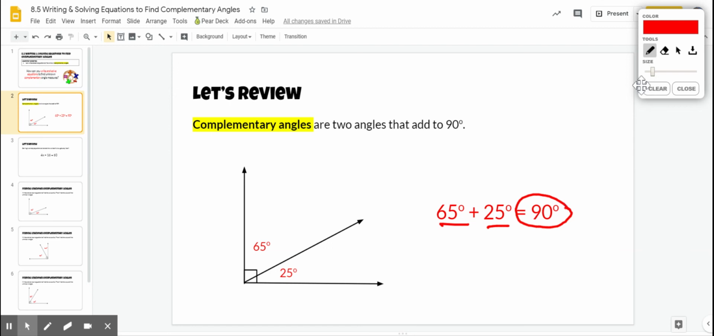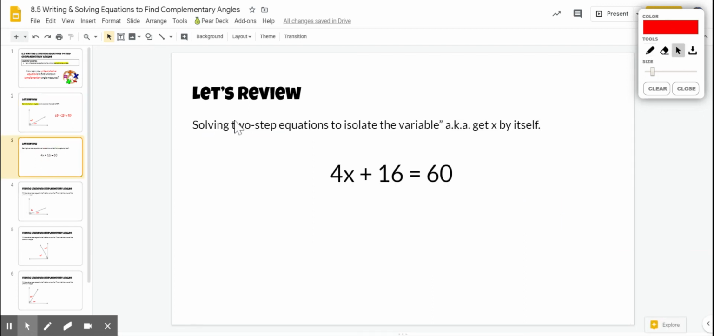Before we dig into today's work, I want to review one more thing, which you may recall from our work with algebra way back in probably November and December. And that is how we solve two-step equations in order to isolate the variable, aka get x by itself. So I just want to do a quick review of how we learned to solve these two-step equations. Whenever you're solving an equation, you want to get the variable by itself.